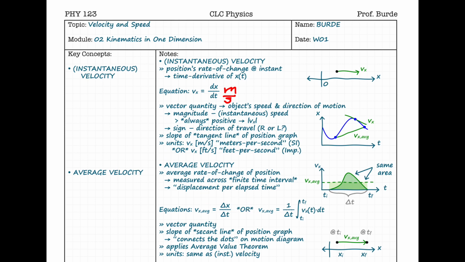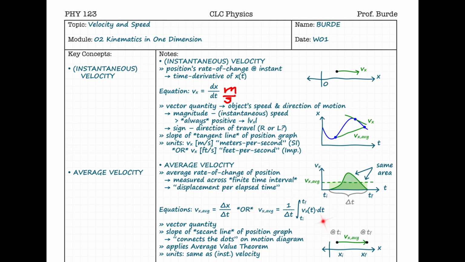It's also possible to have a velocity versus time graph. And if you have the velocity versus time graph, you can also find the average velocity by integrating that velocity graph, integrating the velocity function, dividing by the width of the interval gives you the average velocity across that interval.